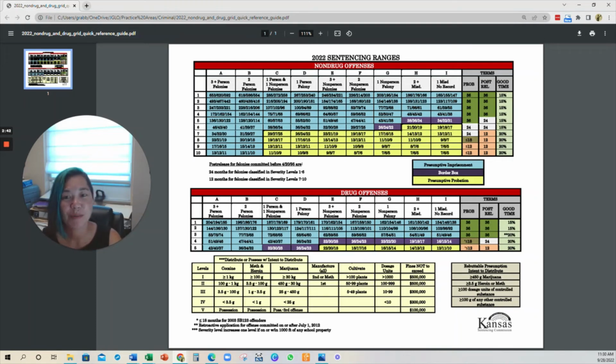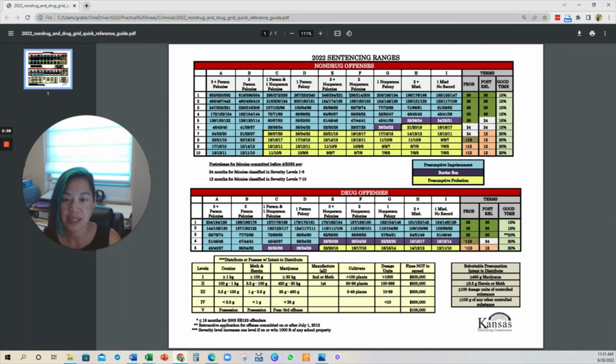So the blue boxes are presumptive imprisonment. Basically means you're going to prison unless there's some sort of a departure. Like I said, I'll talk about that in a minute. But that is your general sentencing ranges for Kansas.